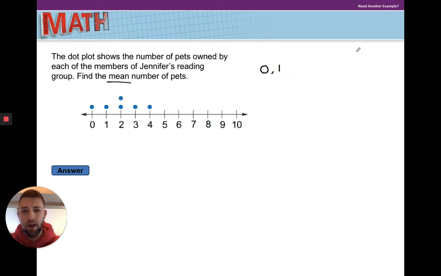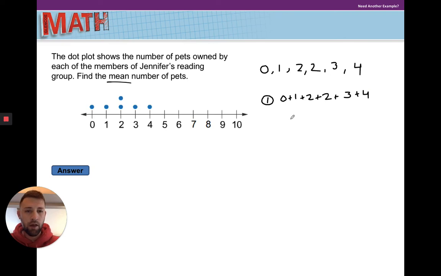I have 2 dots on the number 2, which means I have 2 and then 2, so there'll be two 2s. I have 1 dot on the number 3, so that means I'll have one 3. And I have 1 dot on the number 4, so that means I have one 4. Okay. Follow the steps. Just add all these things up. 0 plus 1 plus 2 plus 2 plus 3 plus 4.